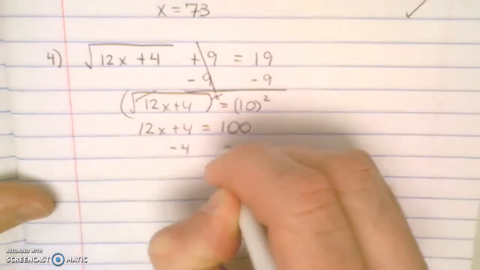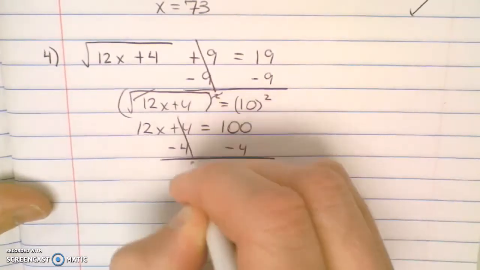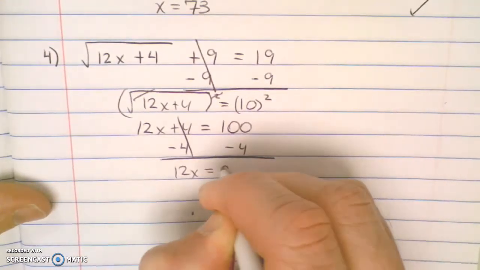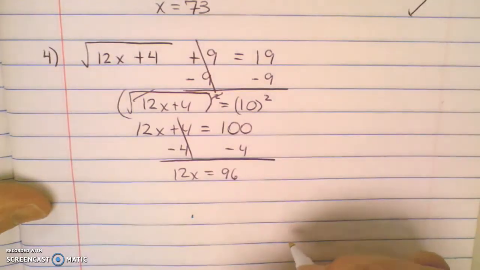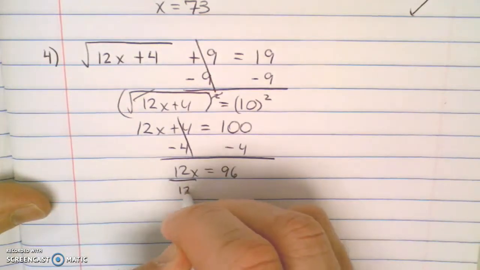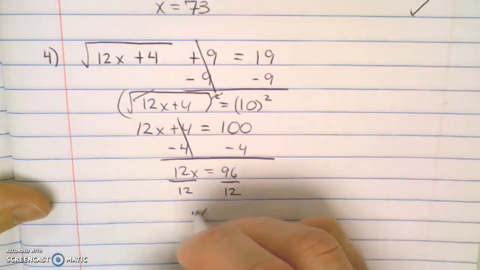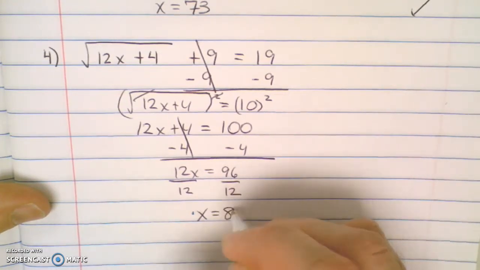Subtract 4 on both sides. 12x equals 96. And then the last step is to divide by 12. So x equals 8.